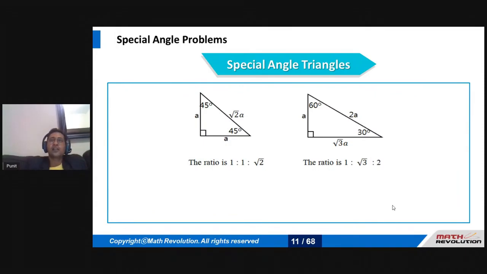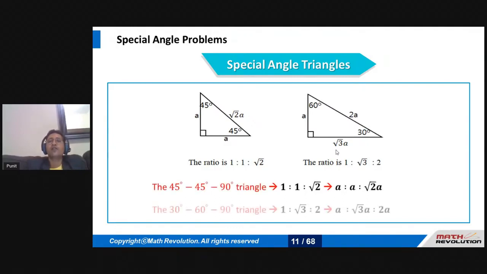Secondly, when we talk about 30, 60, 90, this is something a little bit confusing because most students often tend to forget it. But just remember one thing: if you hold on to two sides, you can still find the third one. The side opposite to 30 degrees would be the shortest, because the side opposite to the smallest angle is always the smallest. So if that is A and my hypotenuse is 2A, the remaining side is root 3 A. So that's 1 is to root 3 is to 2. So for 45, 45, 90 it would be 1 is to 1 is to root 2, and for 30, 60, 90 it is 1 is to root 3 is to 2.